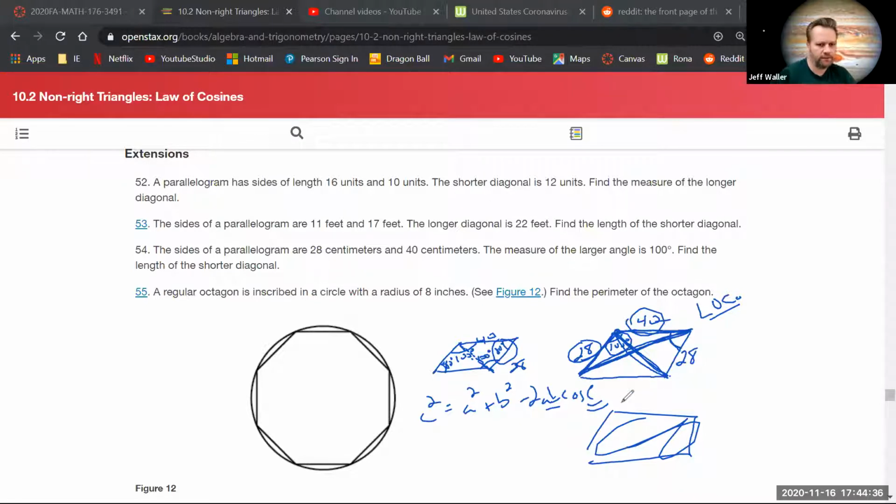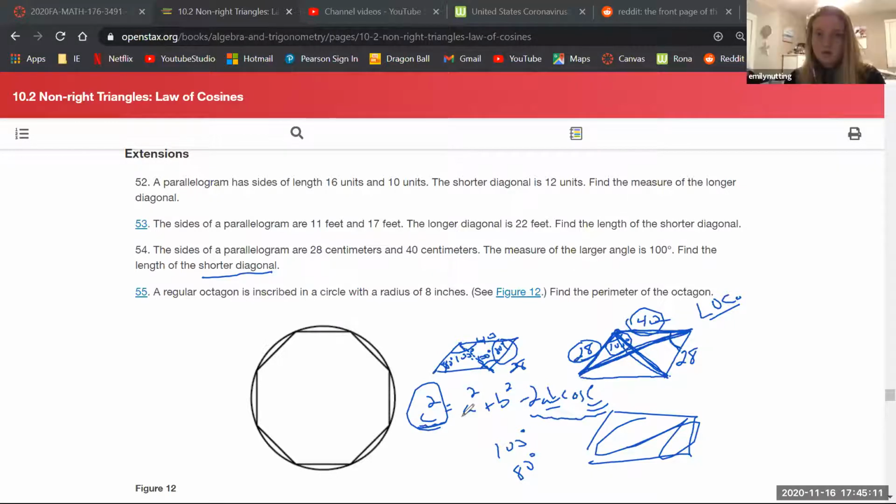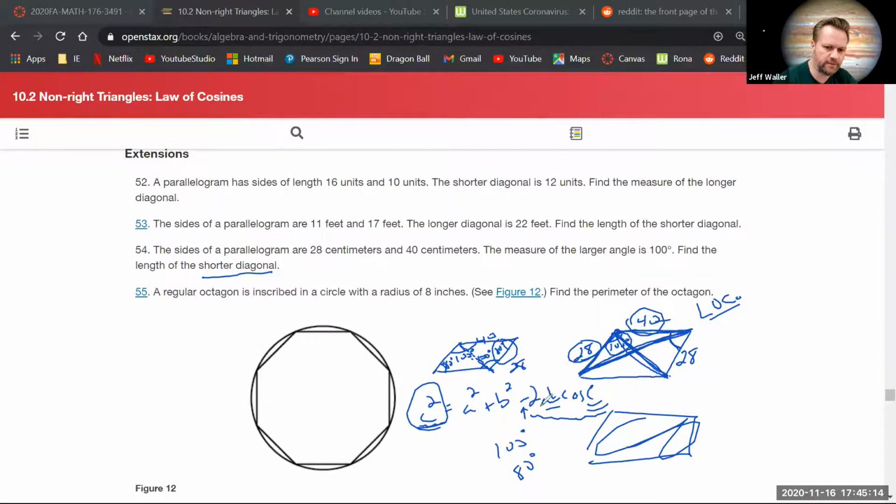Now let me see if I can go further with this. Are you guys okay so far? I've gone too far with this, but this is a bonus. Which angle do I put in here, 100 or 80, to give the shorter diagonal? I want this to be smaller. So you want this piece to be bigger or smaller? Bigger, because I'm subtracting it. Do you see that? Everybody good.